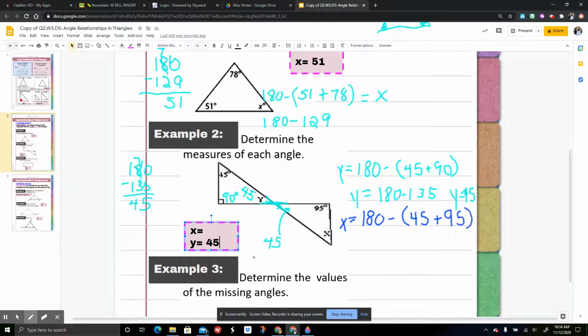So we first have to add those two angles. 5 plus 5 is 10. 9 plus 1 is 10 plus 4 is 14. So we have 180 minus 140. And 180 minus 140 is 40 degrees. So x is equal to 40.